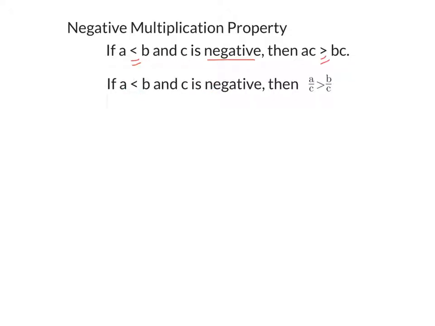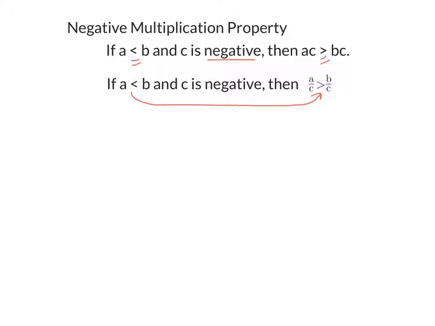So the second version of the negative multiplication property says, again, we start out with the same, if a is less than b and c is negative, but then we go to division. Then a divided by c is greater than b divided by c. Again, you have to notice one thing here, that the sense of the inequality changes. Notice we started off with less than, and then it becomes greater than.